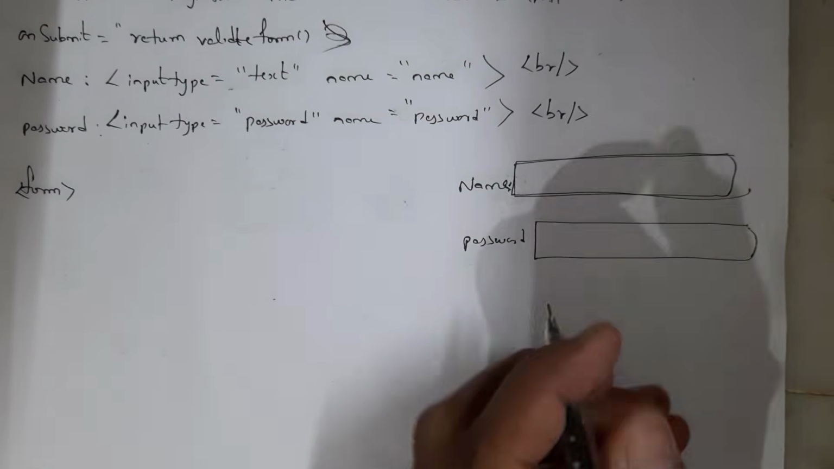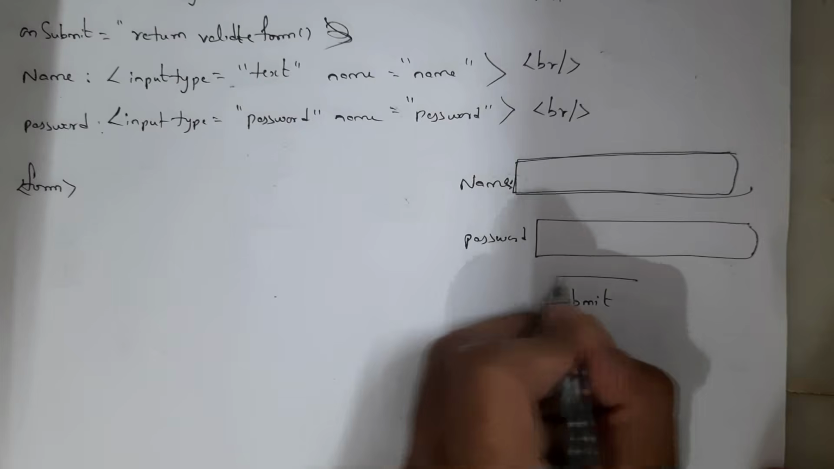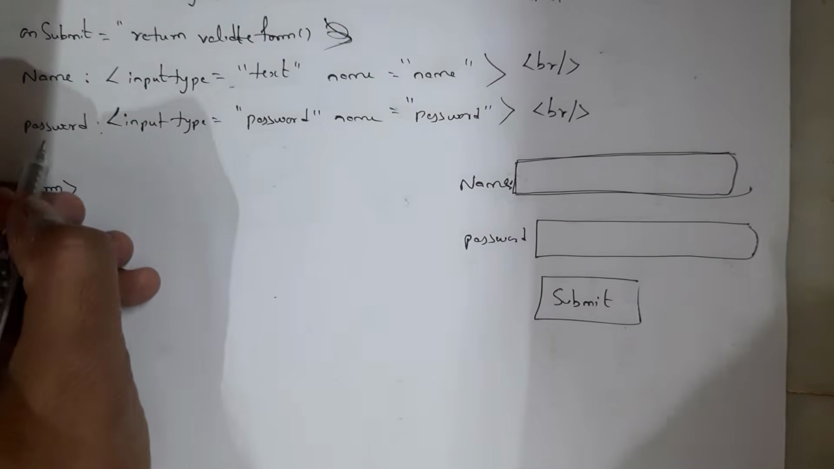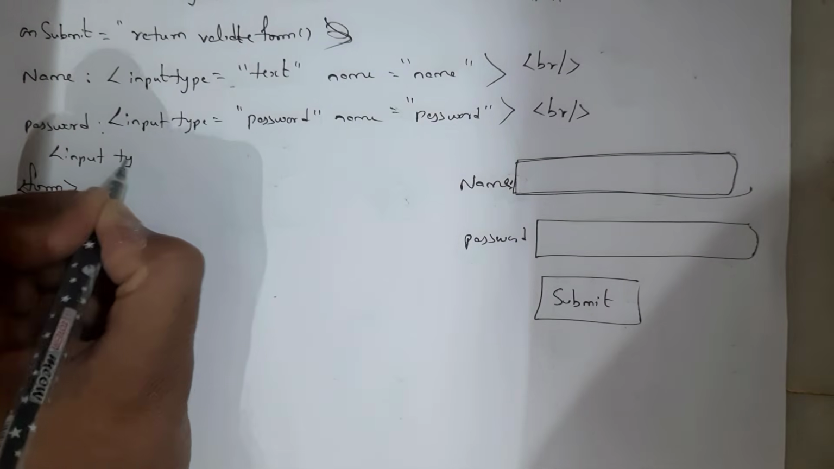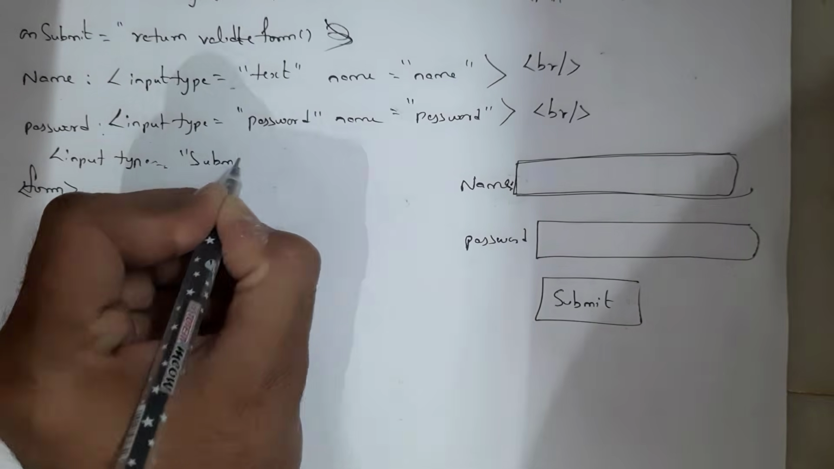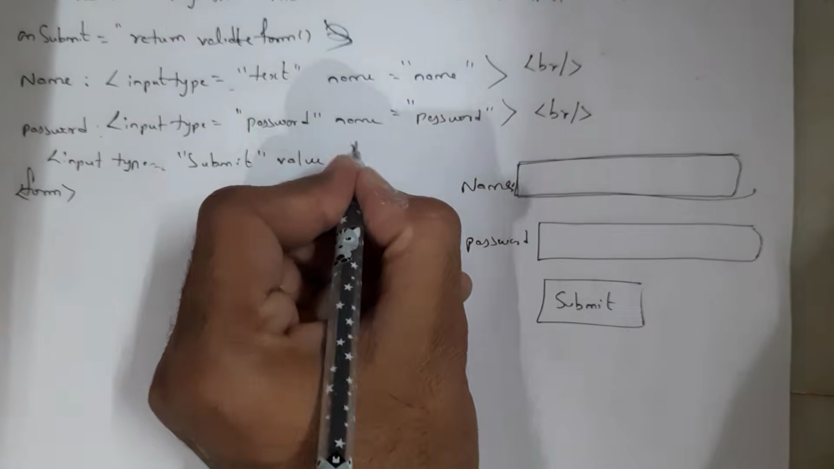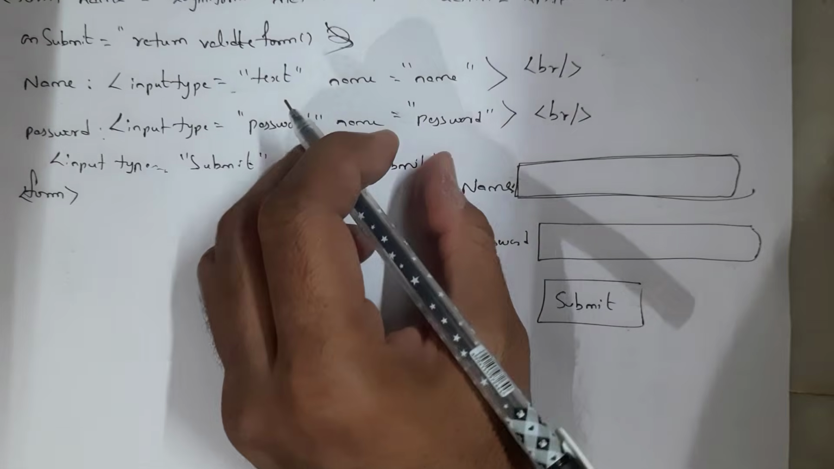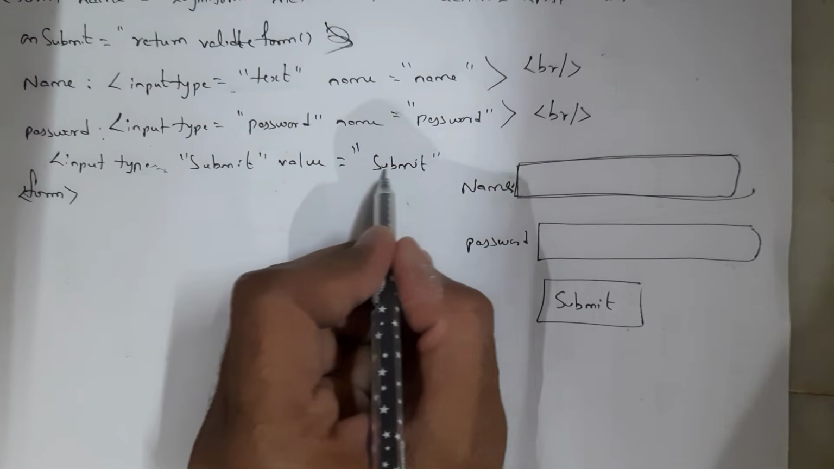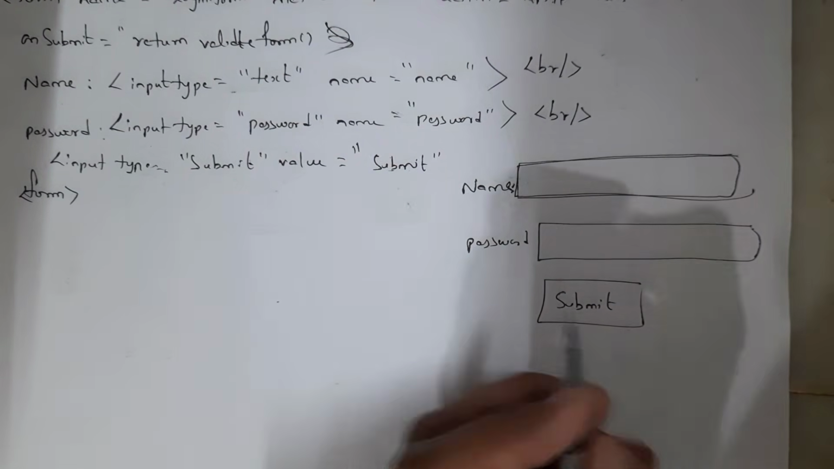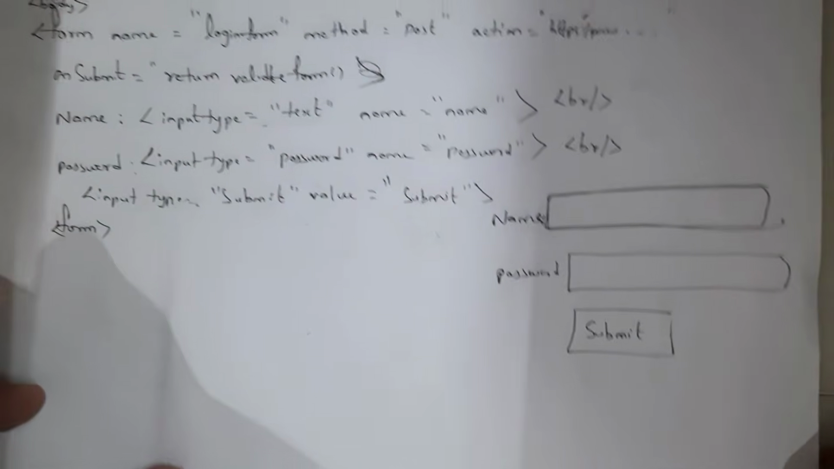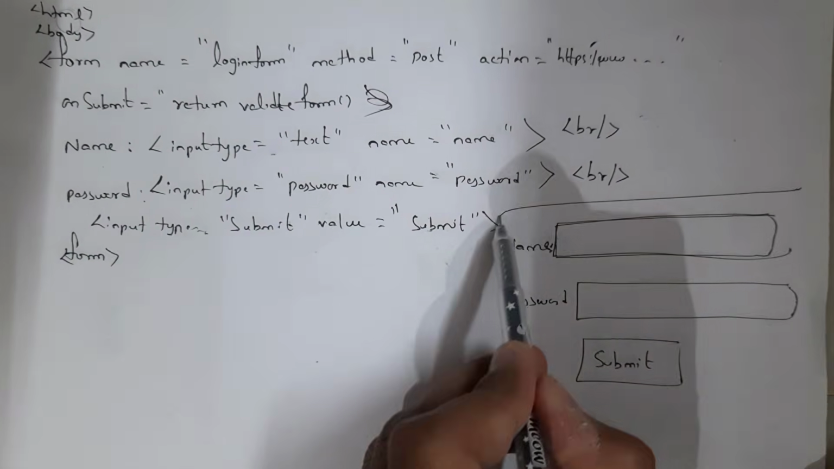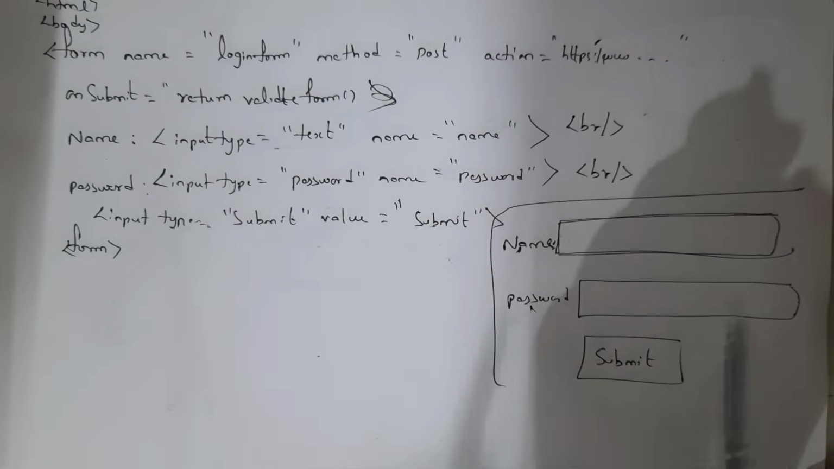Next I need to create submit button. For that I need to write this line of code. Input type is submit and value is submit. This is name. For example, if I give here name as login, so here login button gets created. This is form which I have created in order to create name, password and submit button.